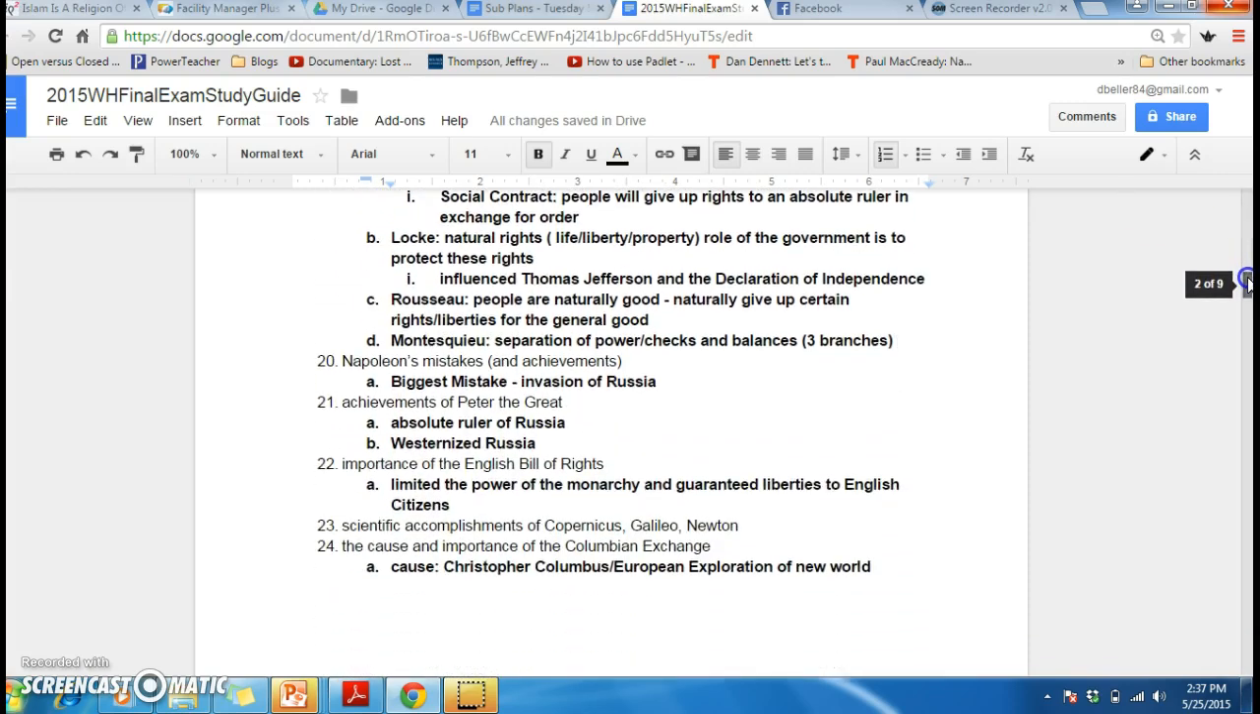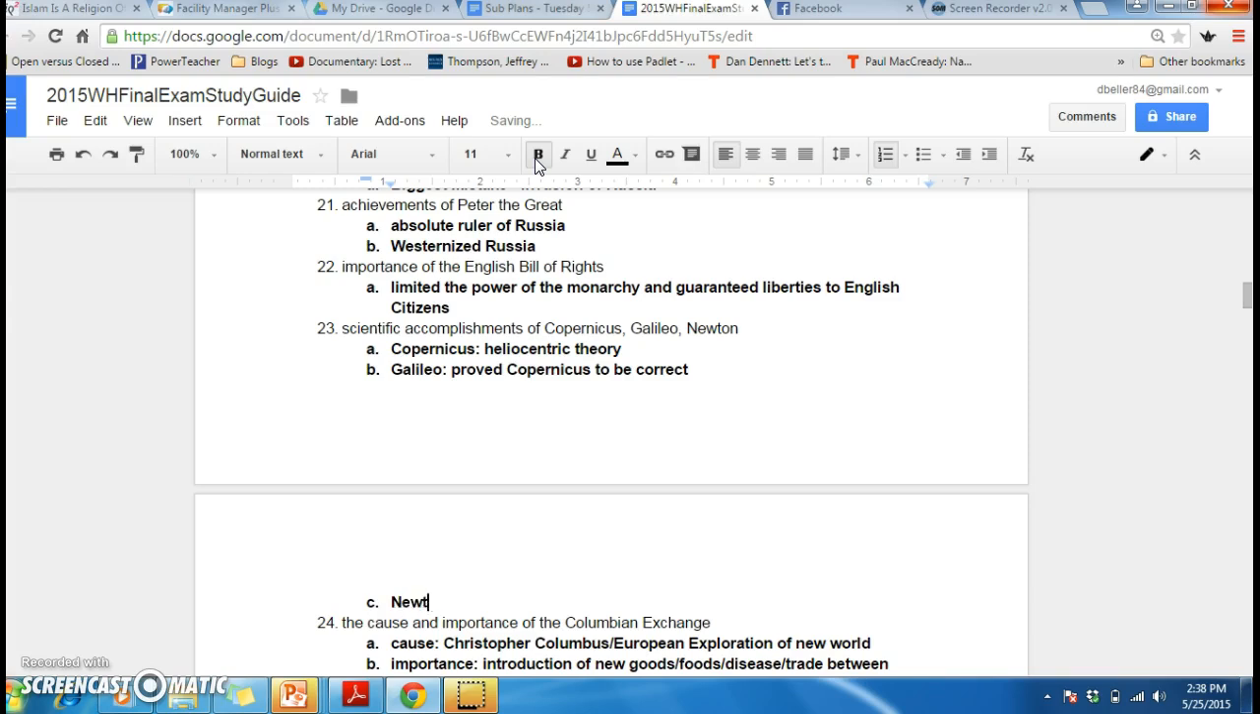Alright, what else do we have? Scientific accomplishments of Copernicus, Galileo, and Newton. Alright, Copernicus. Heliocentric theory, or that the sun is at the center of the universe. Galileo. Alright, proved Copernicus to be correct. And last but not least, Newton, the universal law of gravitation.